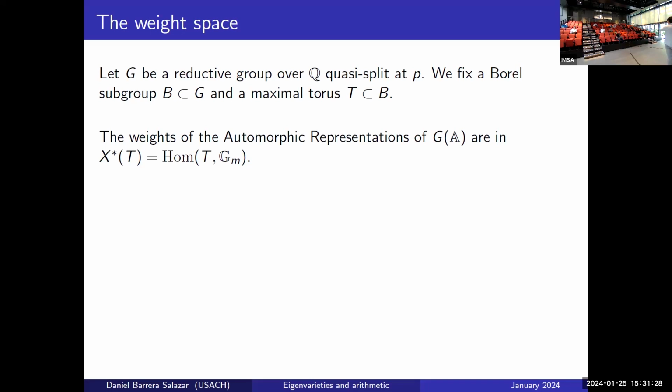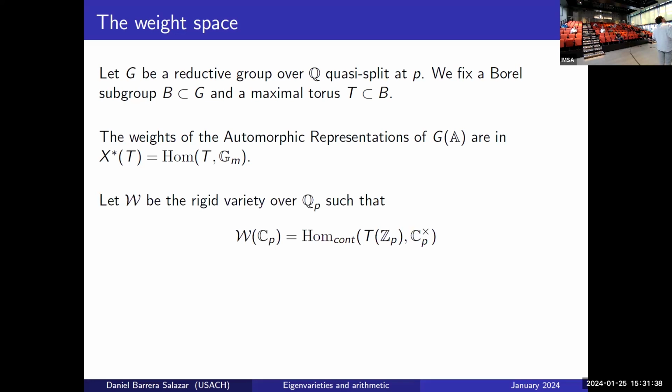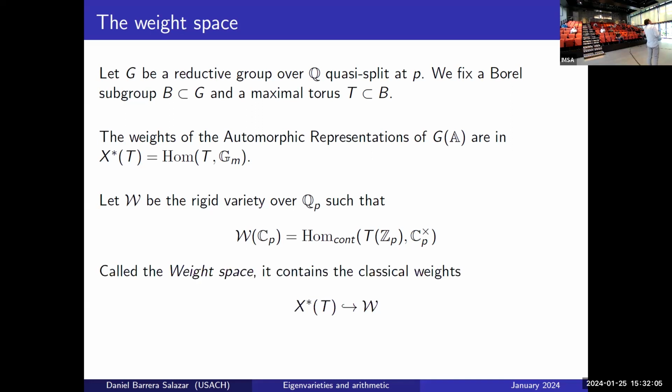But you can put it inside a space where you can expect to move these weights. The space where you expect to move these weights is the weight space, which is a rigid analytic variety parameterizing continuous characters. So you have many more points here than here, because this is kind of Z cross Z, and this is a rigid space. So you have now the idea of variation.